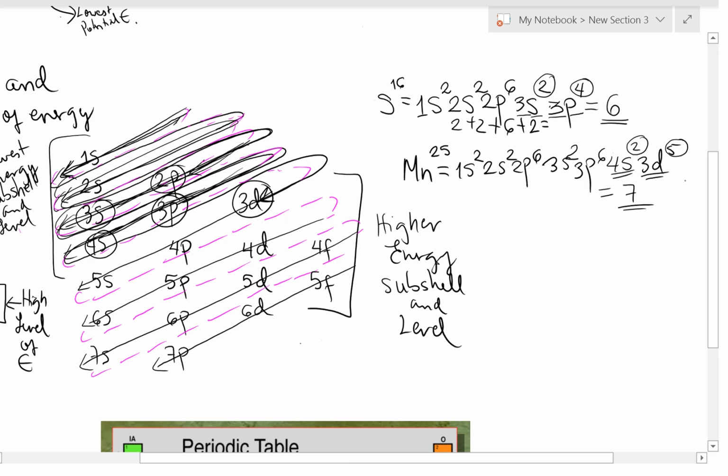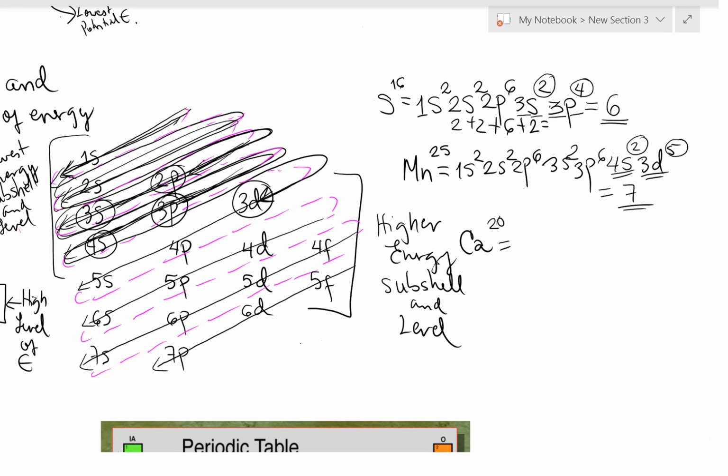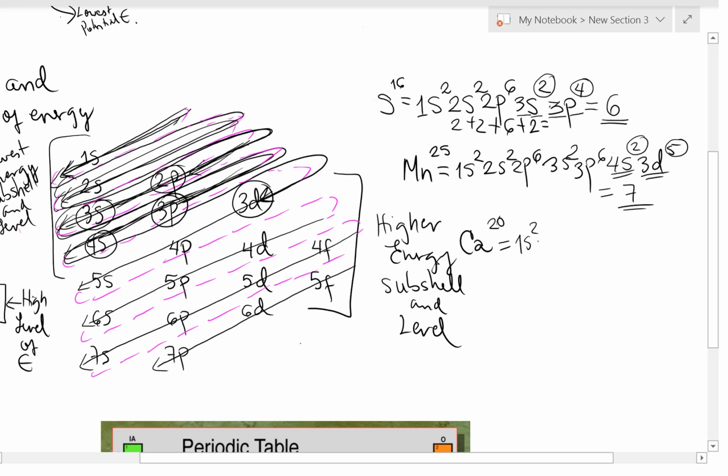But what about calcium? Let's see calcium. The atomic number of calcium is 20. So that means we're going to do the same as manganese, but we're going to get to the 4s only because we just need 20 electrons. So 1s2, 2s2, 2p6, 3s2, and 3p6, and finally we get to the 4s2.